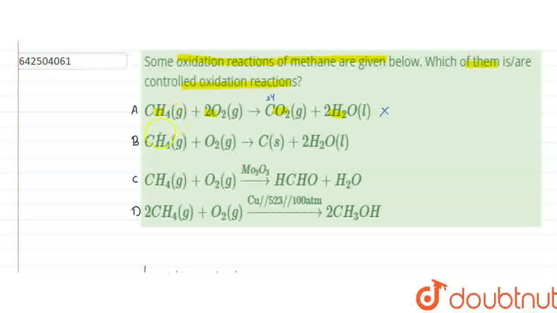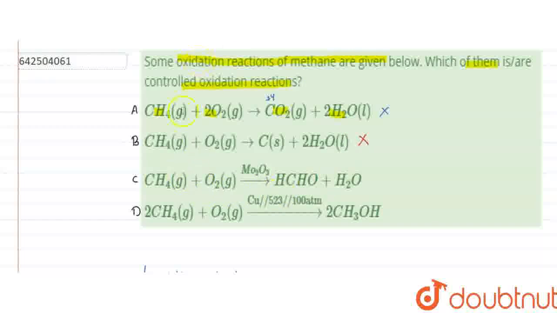Now the B part is CH4 plus O2 giving us C plus 2H2. So over here we can also see that there is no such control used. We haven't used any poison or made any physical changes in the temperature or pressure. That means this is also wrong.